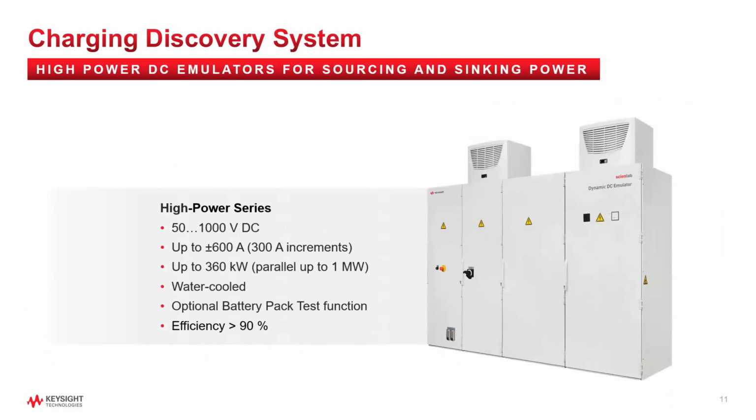Okay, so when we get to higher levels and we need to either provide this as source or as load, we have our bigger DC emulators where we can go up to 1,000 volts currently and up to plus or minus 600 amps in 300 amp increments. Individually up to 360 kilowatts, but when parallel together, we can get up to a megawatt.